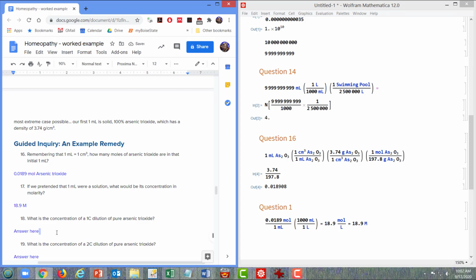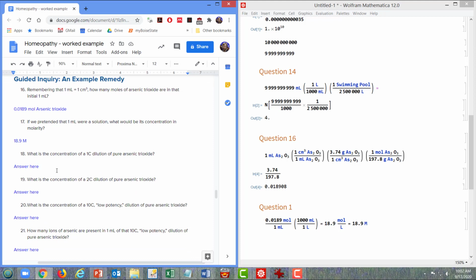What is the concentration of a 1C dilution of pure arsenic trioxide? Well, this is pure arsenic trioxide. A 1C dilution, we learned up earlier, is moving the decimal point 2 places, so 0.189 molar. Concentration of a 2C dilution of pure arsenic trioxide. Well, we know that a second C moves the decimal point another 2 spaces, 0.00189 molar.